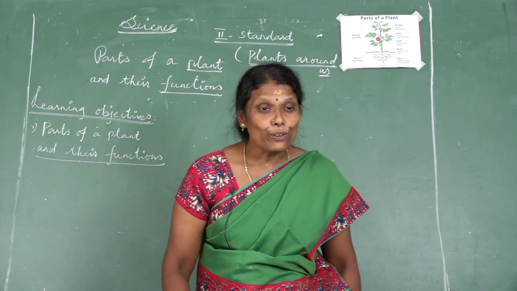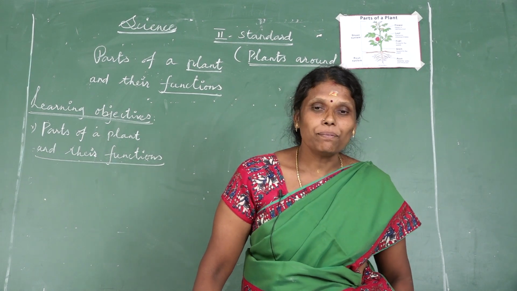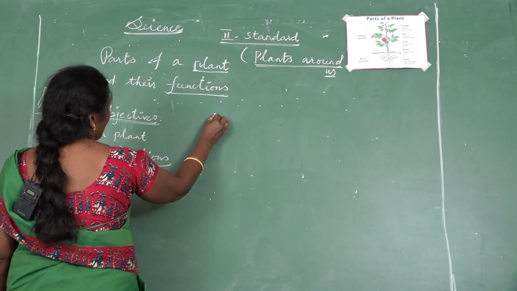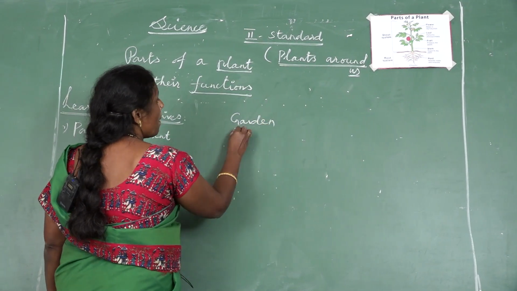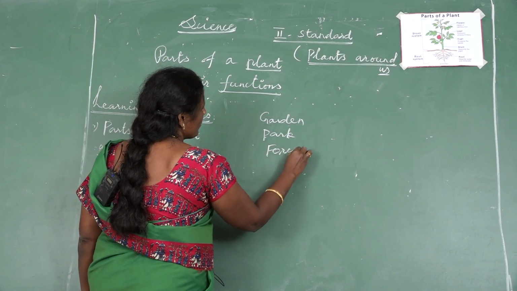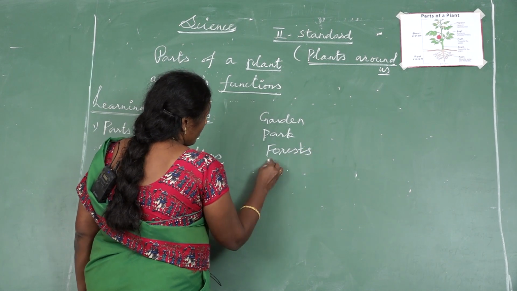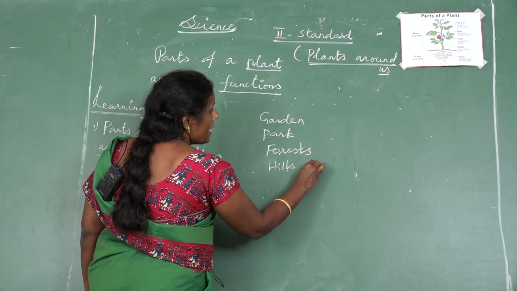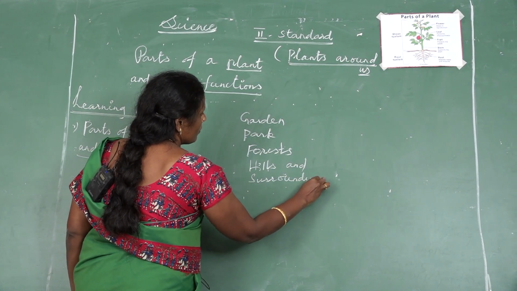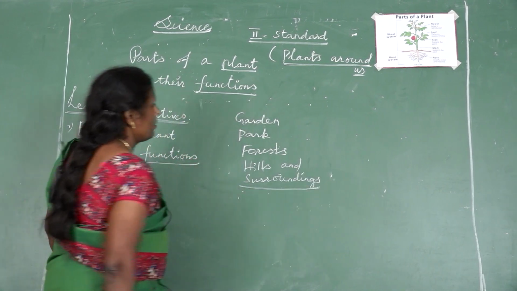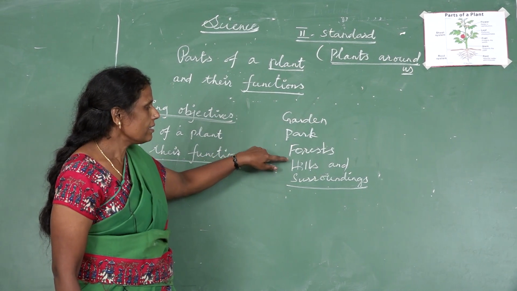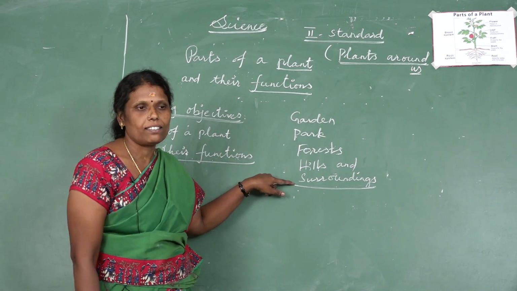Listen children, have you seen some plants? Yes ma'am. Where did you see the plants? We can see the plants in the garden, park, forests, hills and in our surroundings. Where do you see the plants children? Garden, park, forest, hills and in our surroundings.